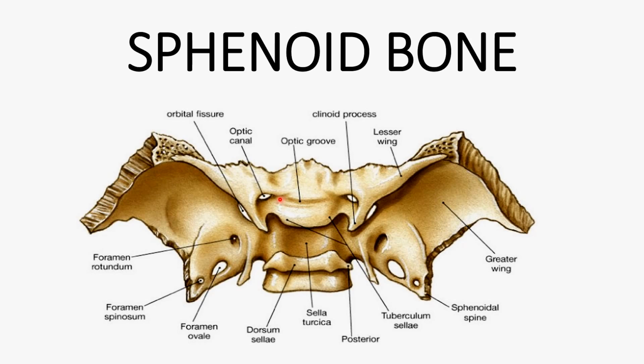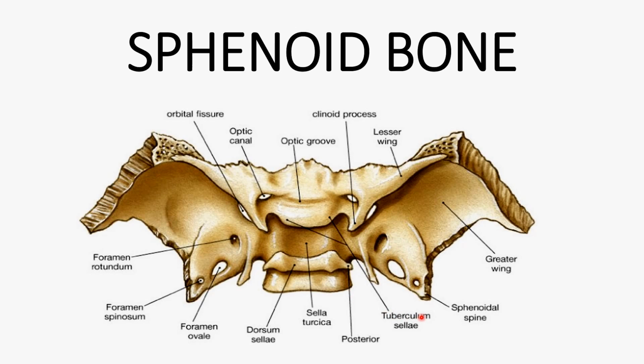Near the optic canal you can see the optic groove, and this depression is the sella turcica, which is called the hypophyseal fossa. The sphenoid bone has two wings, the lesser wing and the greater wing, and it has the clinoid process and pterygoid process.